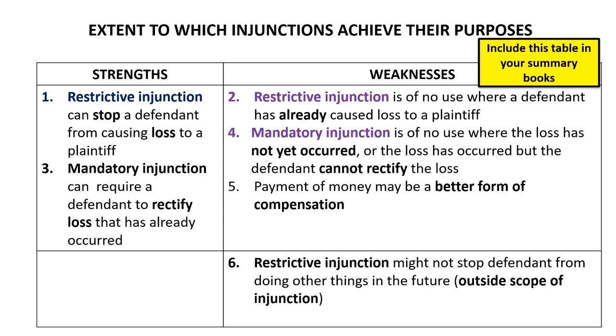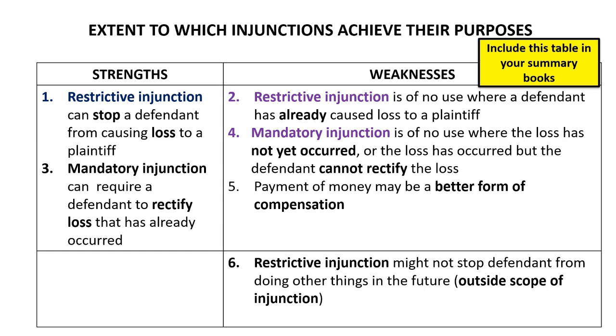Again, going back to the example of the factory polluting the river, if the contamination of the river has actually killed the farmer's cows, then a mandatory injunction that requires the factory to clean up the pollution will not compensate the farmer for the dead cows. Instead, the farmer will want to be paid money, that is, damages equivalent to the value of the cows that have died. The final point relates to restrictive injunctions.